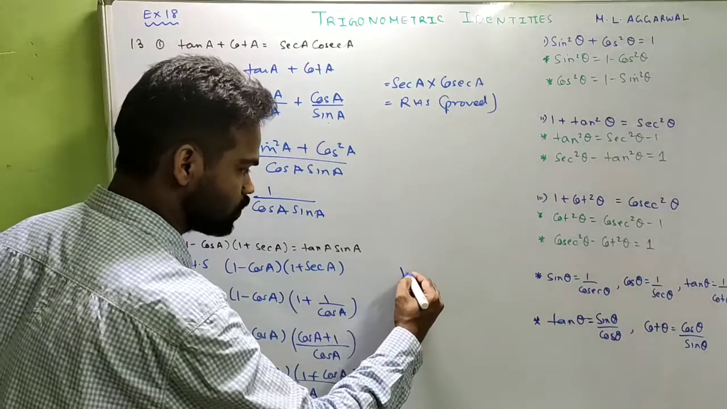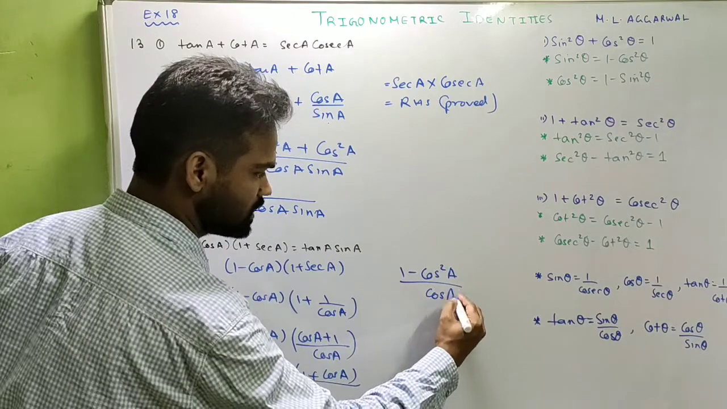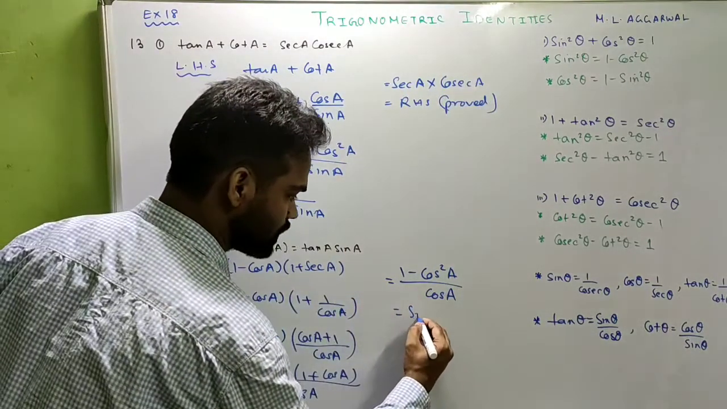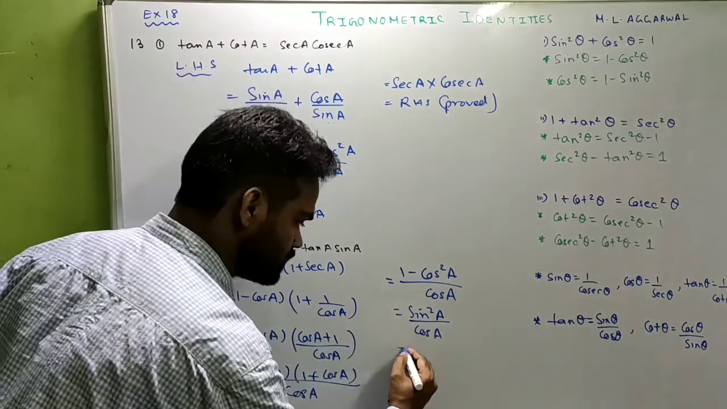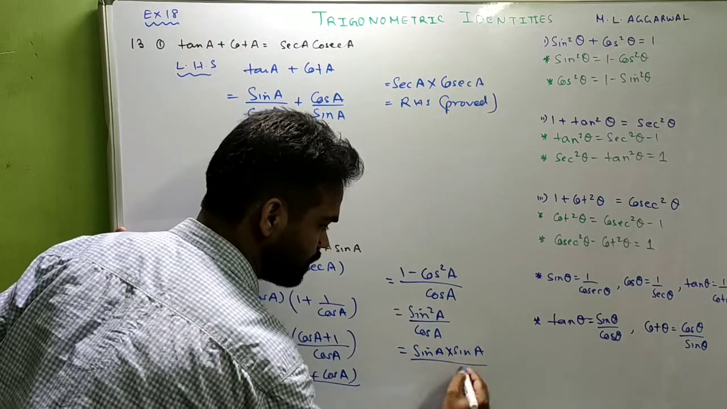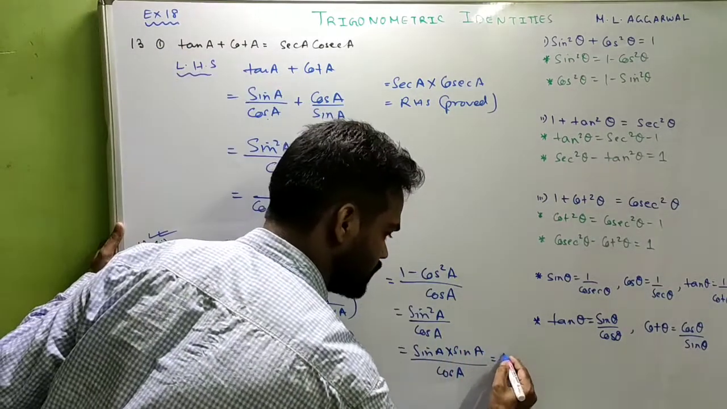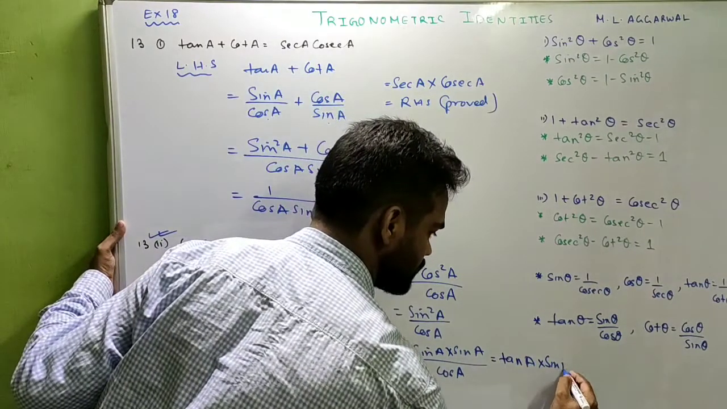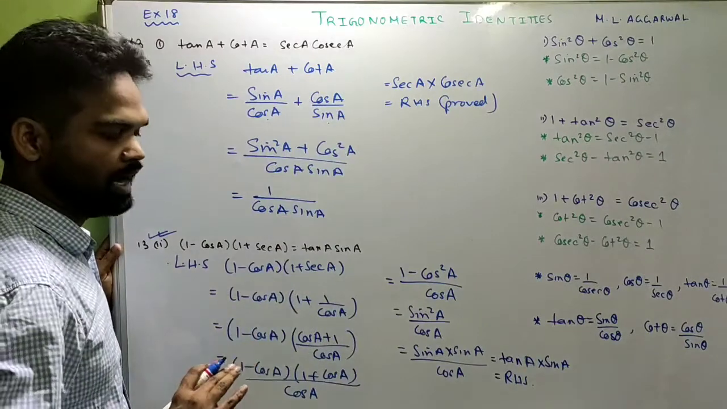That's A square minus B square by cos A, isn't it? Now 1 minus cos square A, we know that's sine square A. So that's sine square A by cos A. Now again, sine square A, can I write sine A multiplied by sine A by cos A? Now sine by cos is nothing but tan A, multiplied by sine A is left, isn't it? Equals to RHS. Proved. Done.